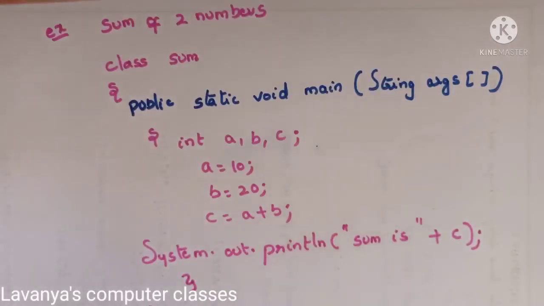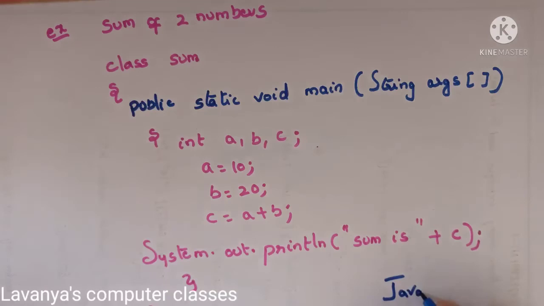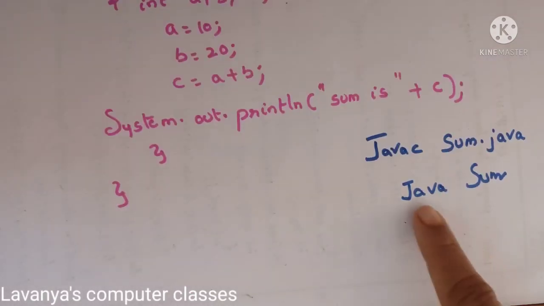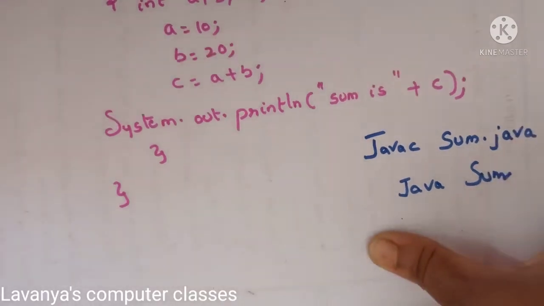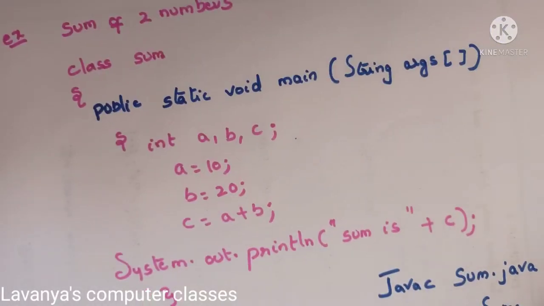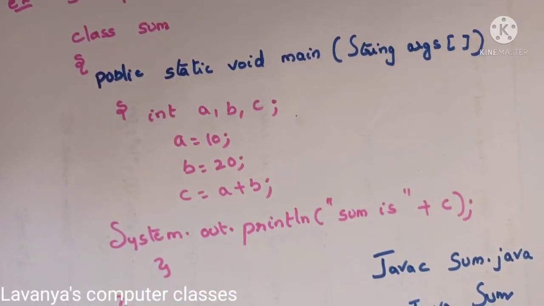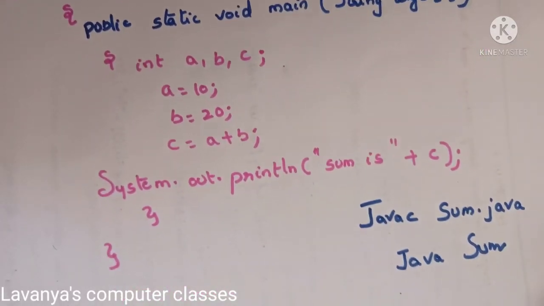Once the program is finished, we have to save it for compiling. My class name is Sum, so I save the file as Sum.java. Compiling is javac Sum.java. For running, the command is java Sum. So compiling is javac Sum.java, and for running, java Sum. So this is the example program for the sum of two numbers. This is how you can implement the sum of two numbers program.